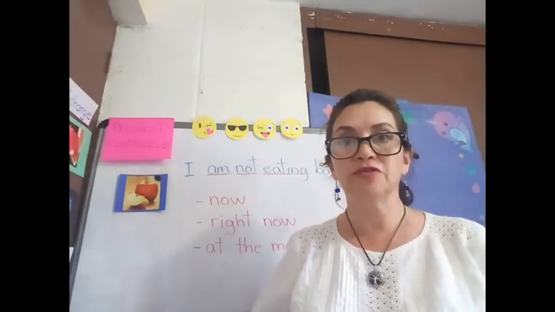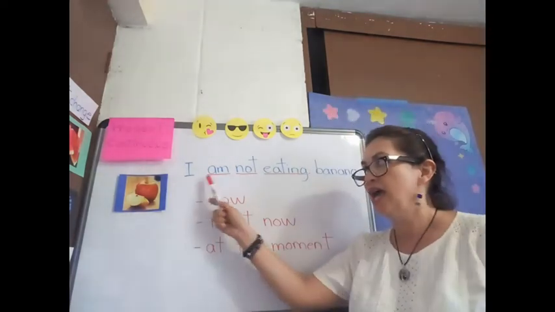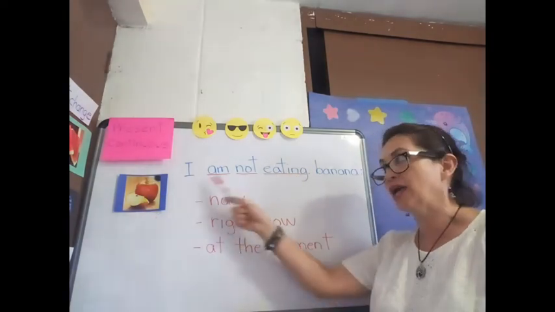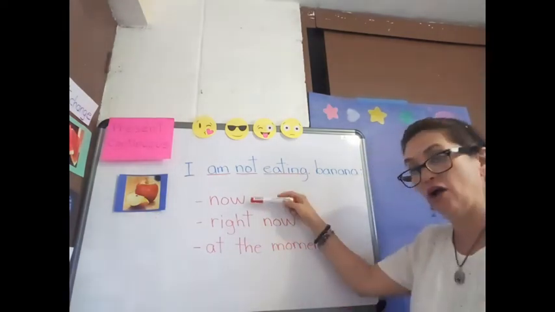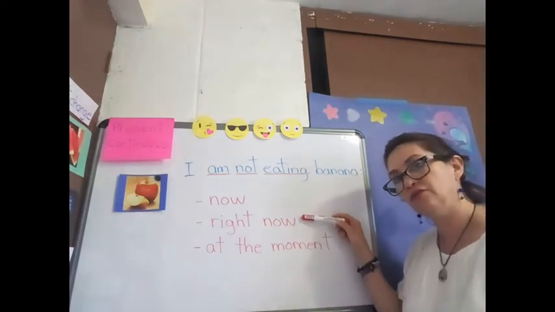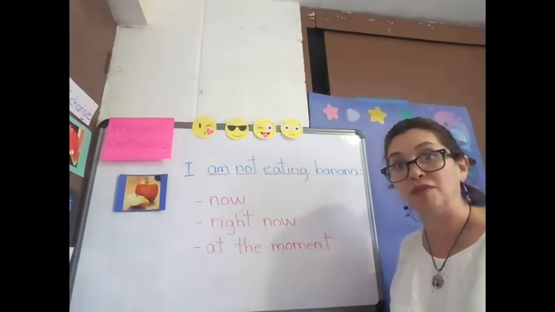These time expressions can be used also in negative sentences. Let's see this. I am not eating a banana. I am not eating a banana now. I am not eating a banana right now. Or I am not eating a banana at the moment.